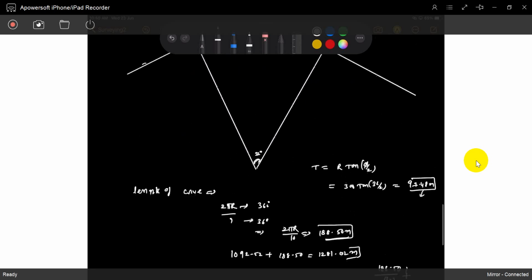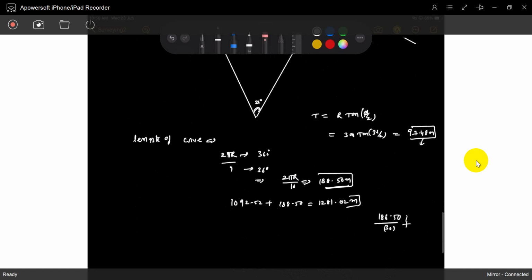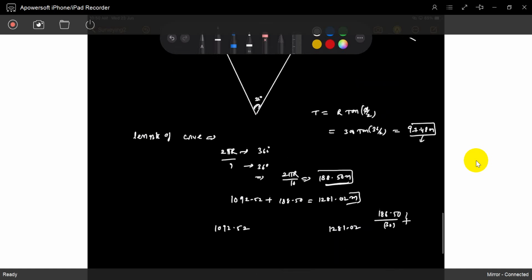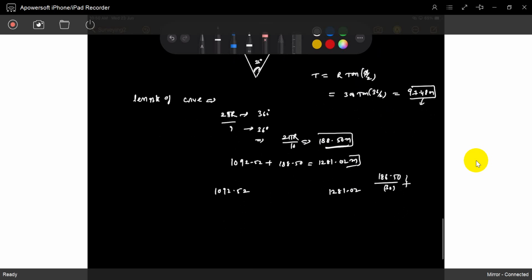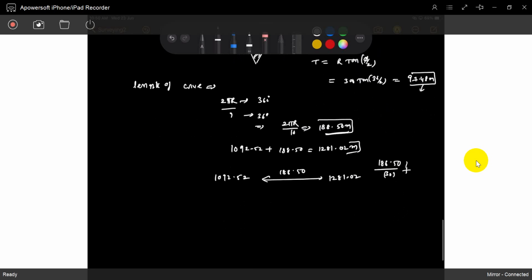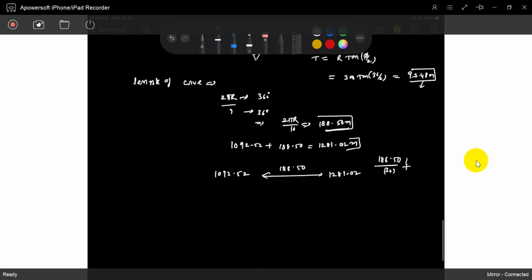So the starting point is 1092.52. The ending point is 1281.02, no? Remember, the middle length is 188. No problem, 188.0. So I will make it like this. First, this is 1092, no? The first one I make is 17.48 meters. Later I will take 30, 30, 30, 30 and 30.